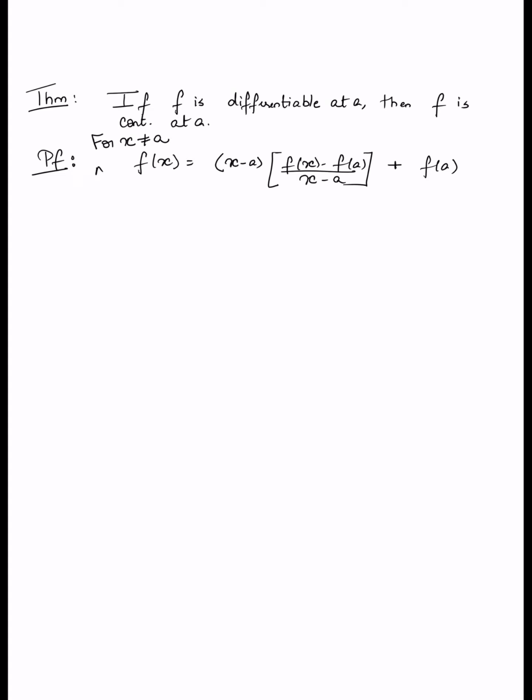Now from this representation, if I take the limit as x tends to a, well, the answer essentially follows. So in other words, the limit as x tends to a of f of x is equal to, well, the limit of x minus a as x tends to a is 0. The limit of this square bracketed quantity is, of course, by definition, the derivative of f at a, and then of course we have the constant f of a. So overall this limit ends up being f of a, which is what we wanted. So this shows that if the function is differentiable at any point, it is also continuous at that point.